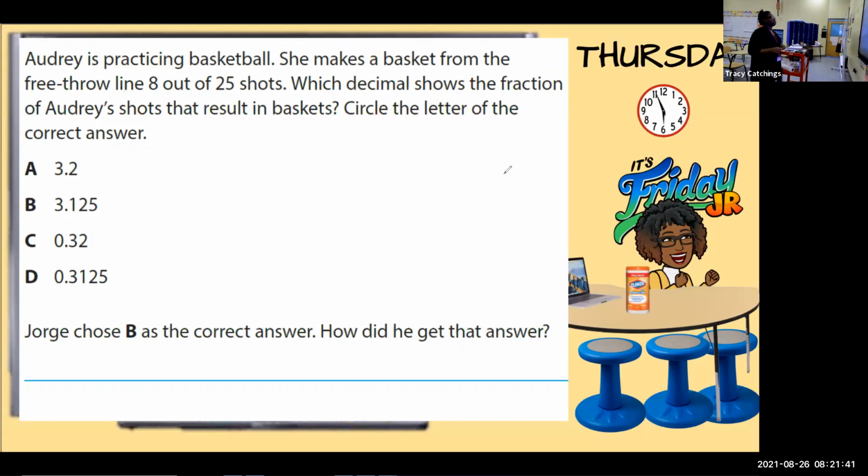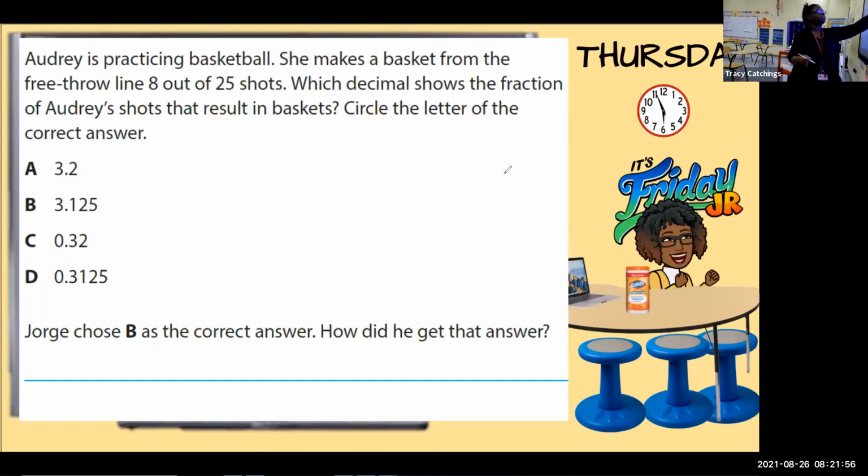It says, Audrey is practicing basketball. She makes a basket from the free throw line 8 out of 25 shots. Which decimal shows the fraction of Audrey's shots that result in baskets? Circle the letter of the correct answer.